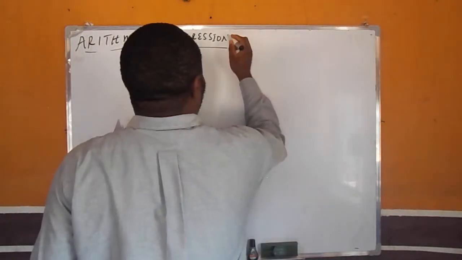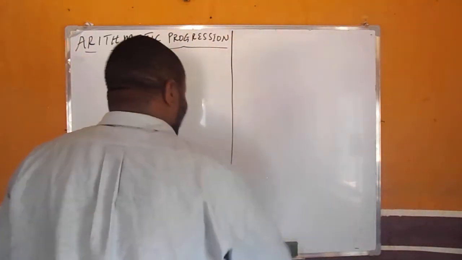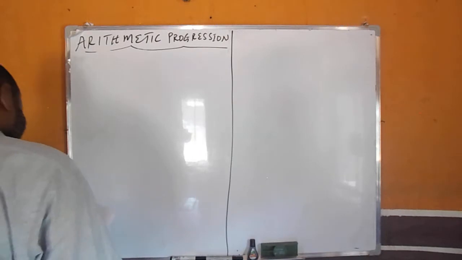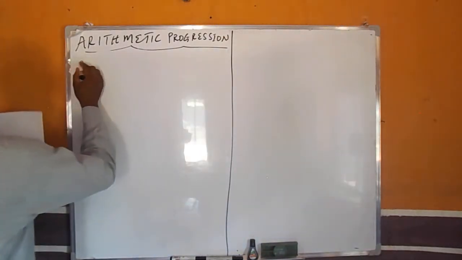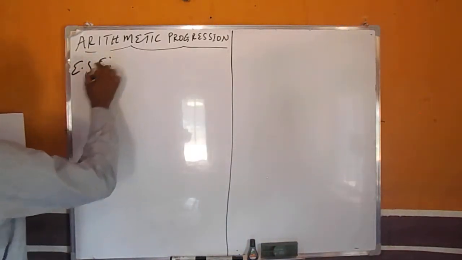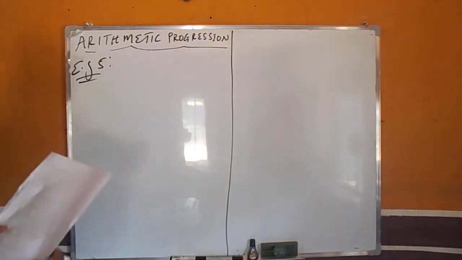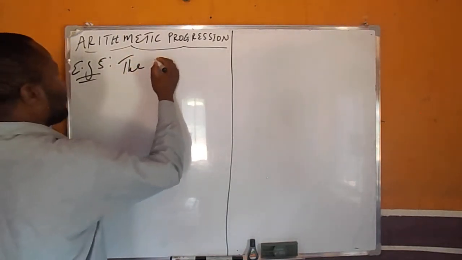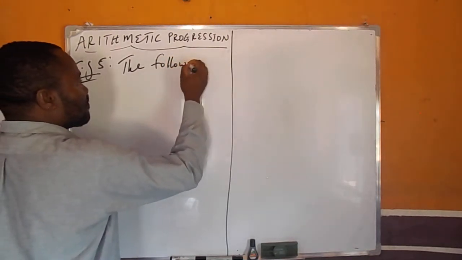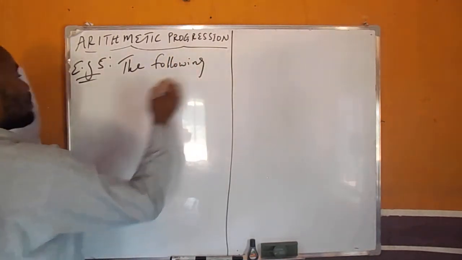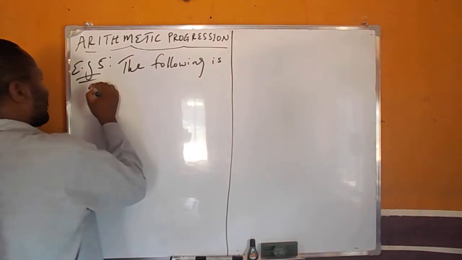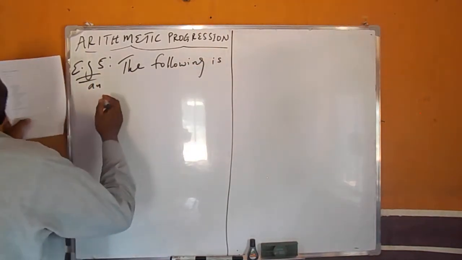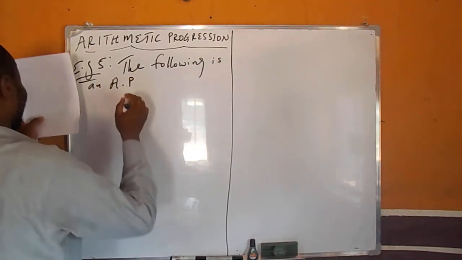Now, our lesson on arithmetic progression continues. Example 5, still on arithmetic progression lesson. This says that the following is an AP.